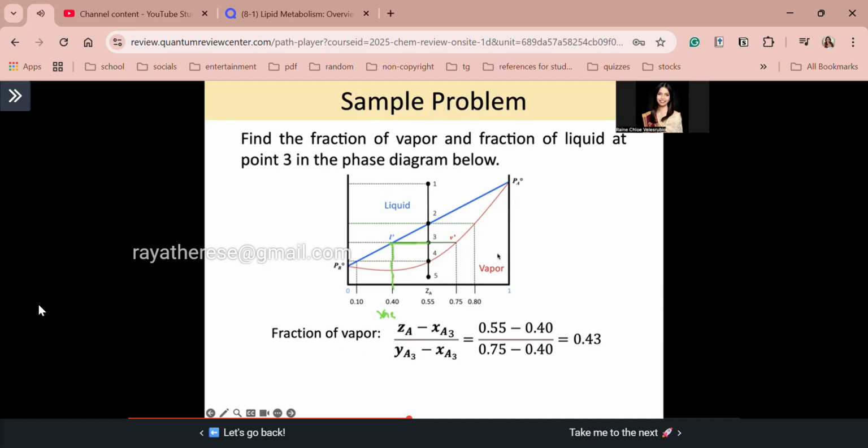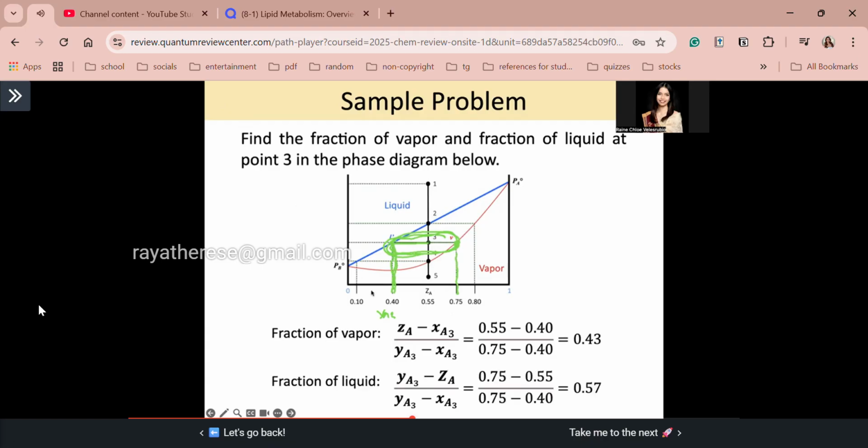Again guys, hinahanap kasi natin fraction of vapor, so fraction of vapor in the overall mixture. So dapat hanapin natin yung overall amounts at 0.3. Ito, so that is Ya3, itong 0.75 minus 0.4. So we get 0.43. Ang interpretation, we have 43% of vapor in the overall mixture at 0.3.